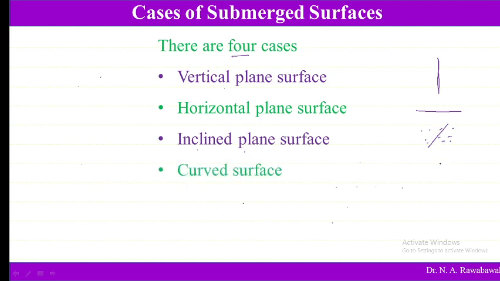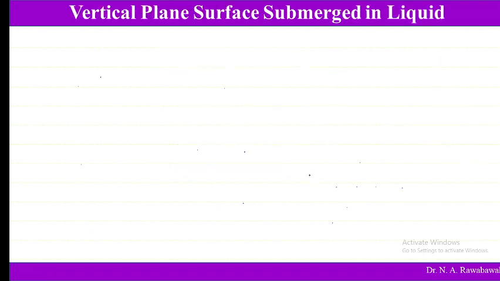It can be a curved surface like this, or a curved surface like this, whatsoever may be the shape of curvature. If that surface is submerged, how the total pressure acts and where this total pressure acts, that we have to find out. Now we will see the first case, the vertical plane surface submerged in a liquid.